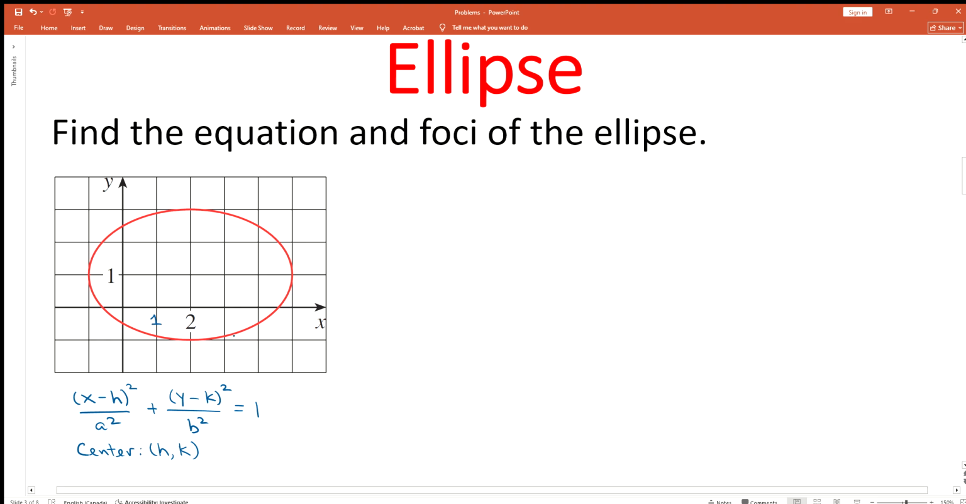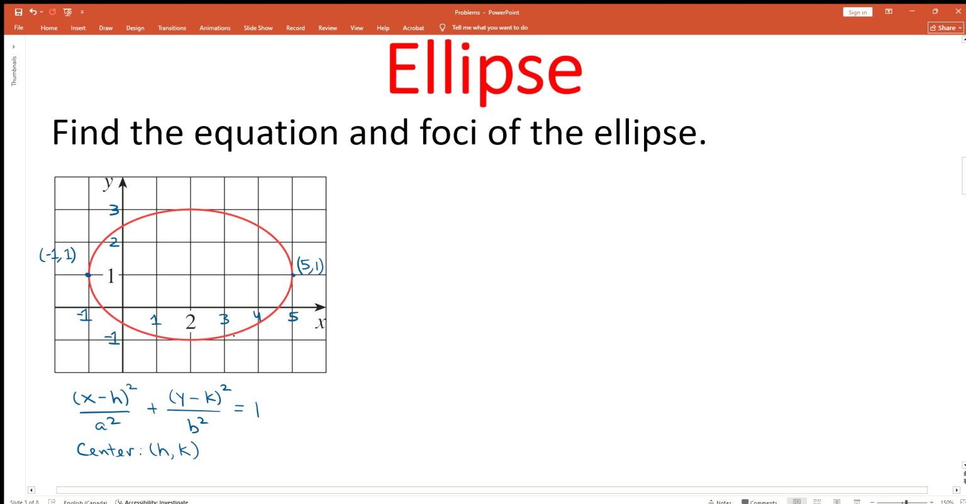So we can see the vertex on the left side is (-1, 1), and the vertex on the right side is (5, 1). The line joining these vertices is the major axis. The center of the ellipse is the midpoint of the line segment joining these vertices.